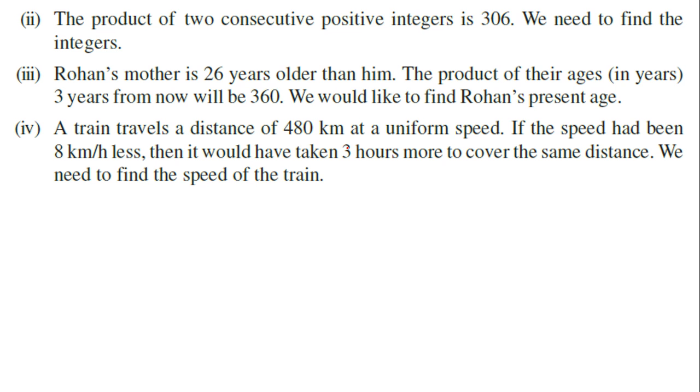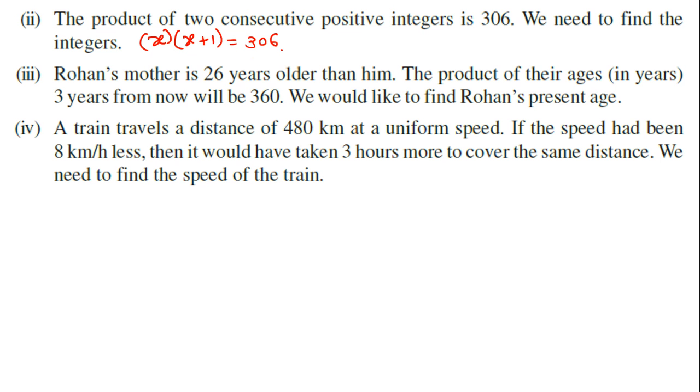Now see the second one. The product of two consecutive positive integers is 306. What is consecutive? Three, then four, then five, six, seven, eight, nine, the next one. Then here, let us assume, you have to write properly: let the first number be x, then its consecutive is x plus 1, and the product of those numbers is 306.